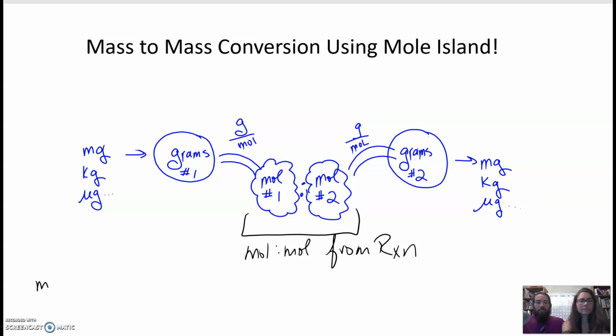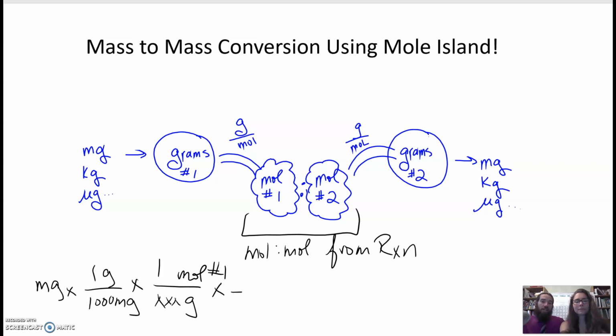But once we get to grams of one thing, we can use the molar mass or the grams per mole to get the number of moles. Then we can use the balanced equation to go from moles of one thing to moles of something else. And from there we could go to grams, or we could go to number of atoms. We could use Avogadro's number, that's not on this drawing. In this whole mole island thing, it's just a visual representation. It's like a road map to kind of help guide you along when you're trying to solve these problems.